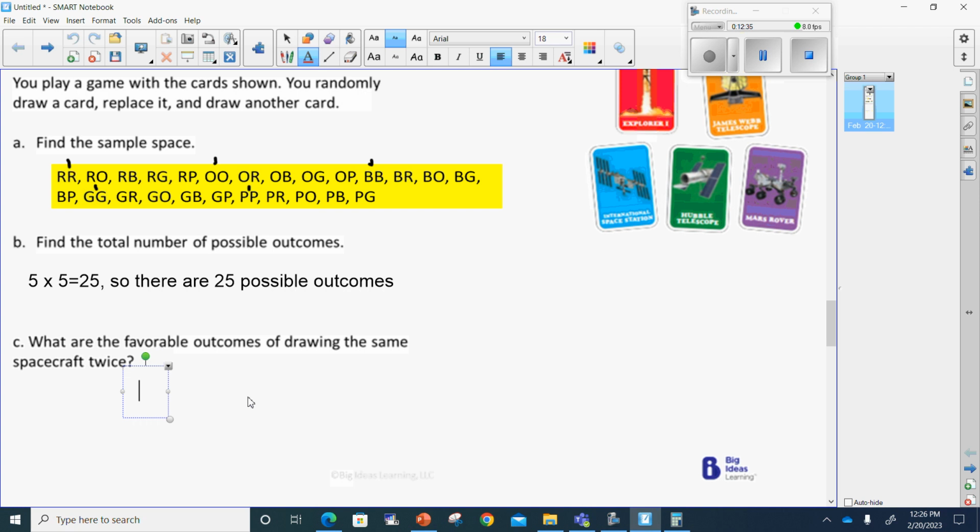Red, red, orange, orange, blue, blue, green, green, and purple, purple.